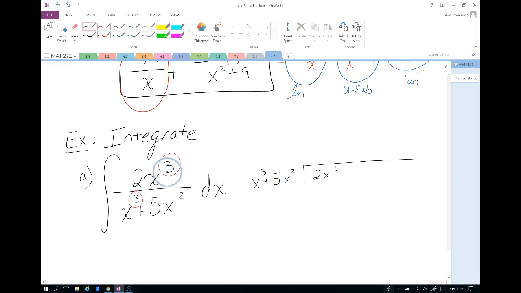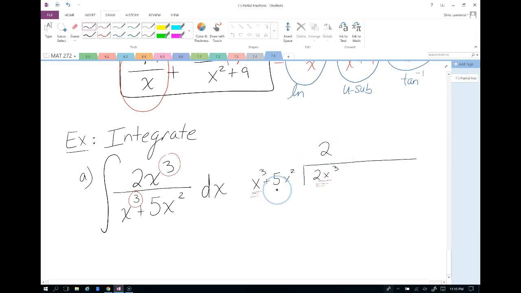The only thing in our dividend is the 2x cubed. We could add 0x squared plus 0x plus 0 if we want to. Because our powers match, I'm only going to be able to do one round of division. Remember, when you do polynomial long division, the first step is to divide, and when you divide, you only compare the first term of each piece. So we're trying to figure out how many times x cubed will go into 2x cubed, and that is twice.